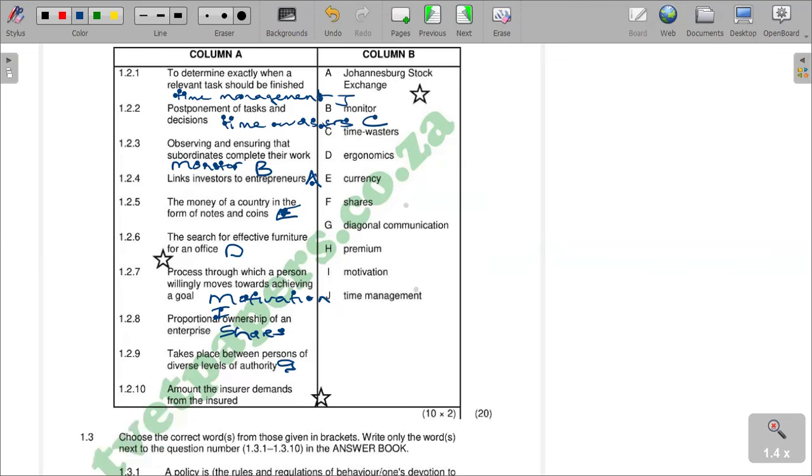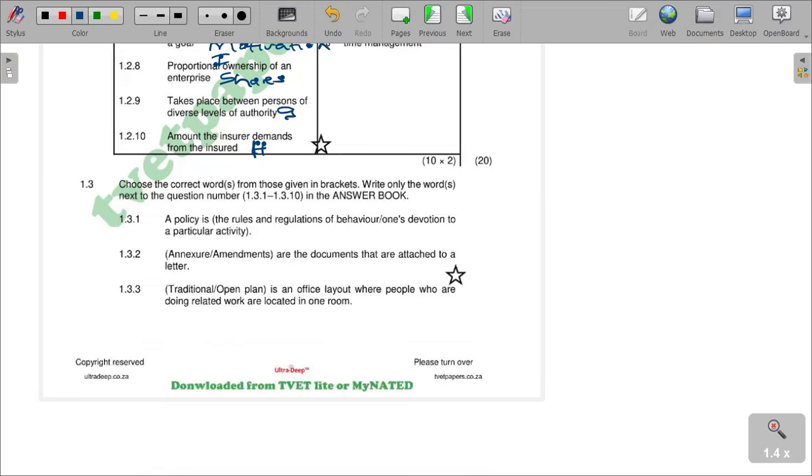And then lastly, 1.210, the amount the insurer demands from the insured. That's what you call a premium. Premiums are normally paid on a monthly basis. Let's go to 1.3.